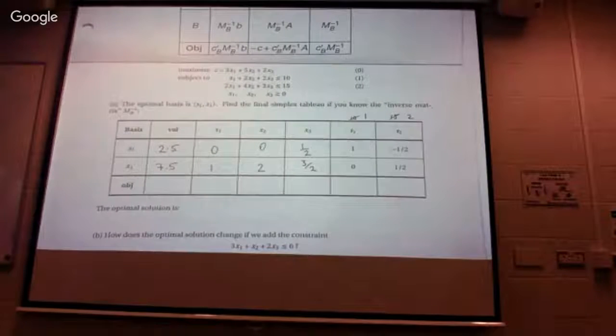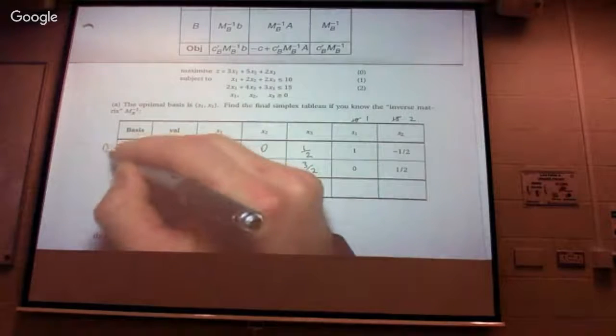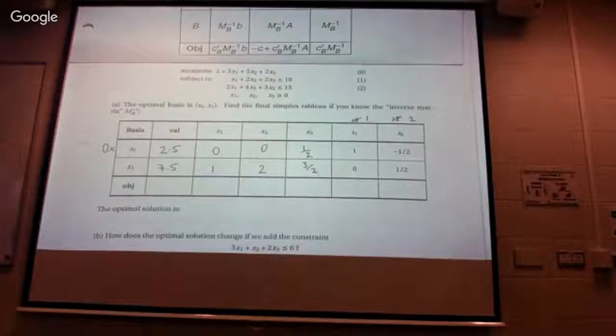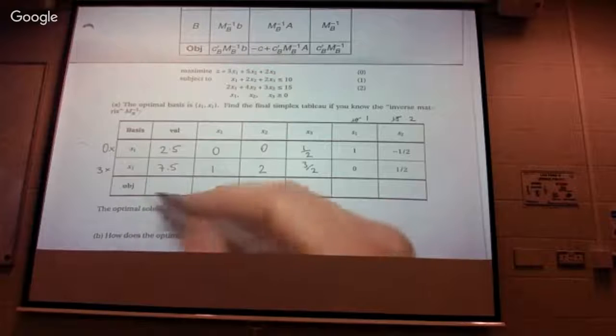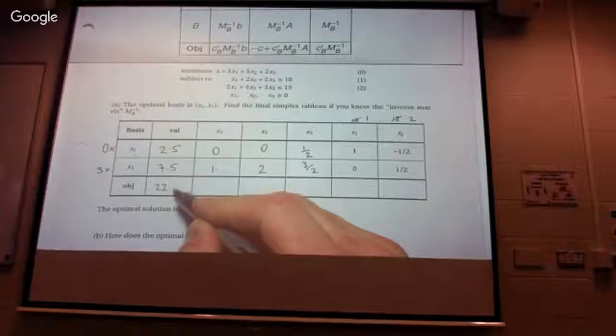So what's the coefficient in the objective function of the S1 variable? 0, because it's not in the objective at all. And x1? 3. Yes. So here you get 3 times 7.5.